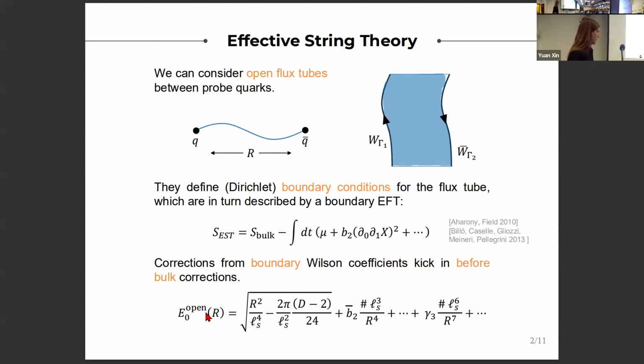Now, again, you can measure this observable in the lattice and match this expansion to that, which means that you can also, just like you could obtain the values for these Wilson coefficients in the bulk, you can also do that for the ones in the boundary.